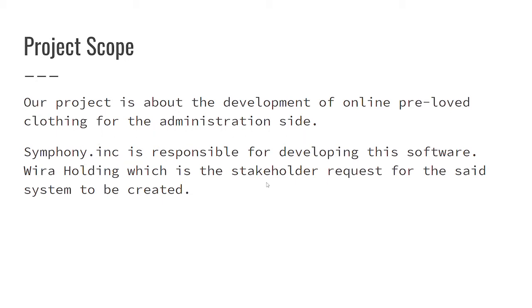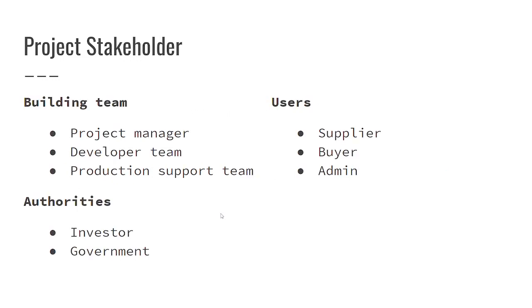Symphony Inc. is responsible for developing the software. Wira Holding, which is the stakeholder, requested for the system to be created. And next is the project stakeholder. We have three: the building team, users and authorities. The building team consists of project manager, developer team, production support team. The users are the supplier, buyer and admin, and the authorities are the investor and the government.